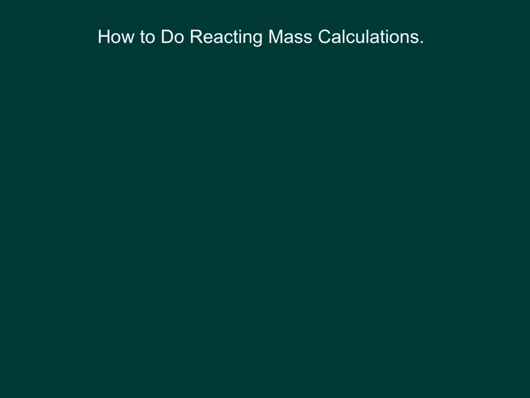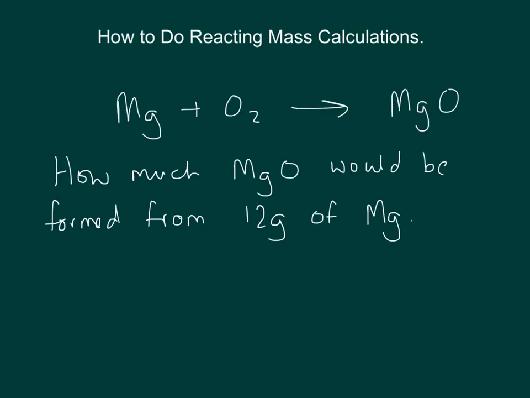Reacting mass calculations use chemical equations to predict the amount of product formed in a given reaction from a given amount of reactant. Here's an example. Magnesium reacts with oxygen to form magnesium oxide. How much magnesium oxide would be formed from 12 grams of magnesium?